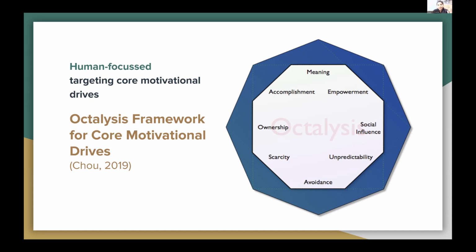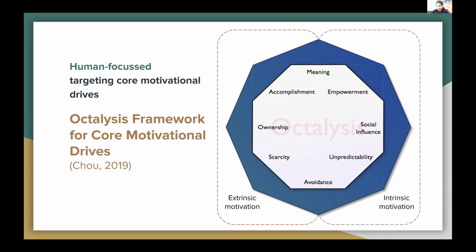If you also look at the left and the right side of this circle, you notice that the left hand side, the ideas of accomplishment, ownership, the fear of losing something. These are all extrinsic motivational drives. As in, extrinsic motivation means that you want to do something because you want a reward or you want something out of it. Right? There's an external goal or gain associated.